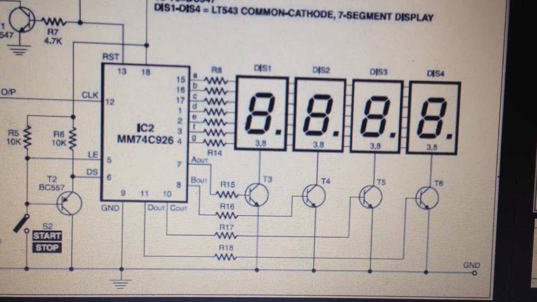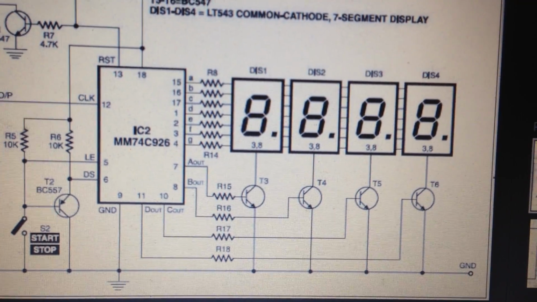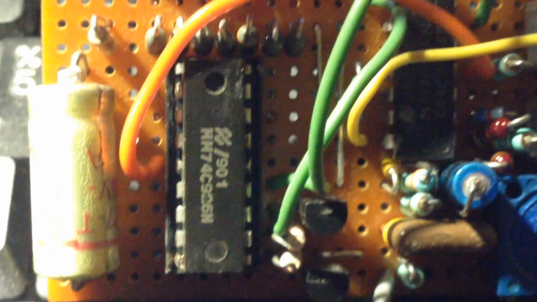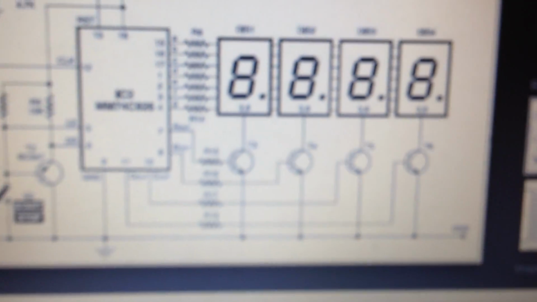The next part that we need is the 7 segment driver IC. I used MC74C926, you can see here. This is one of the best common cathode 7 segment drivers. With this 7 segment driver, you are able to use more than 3 or 4 7 segments with only one driver.